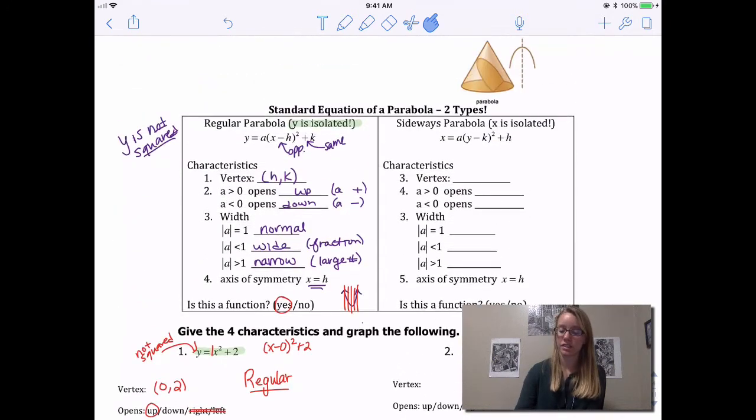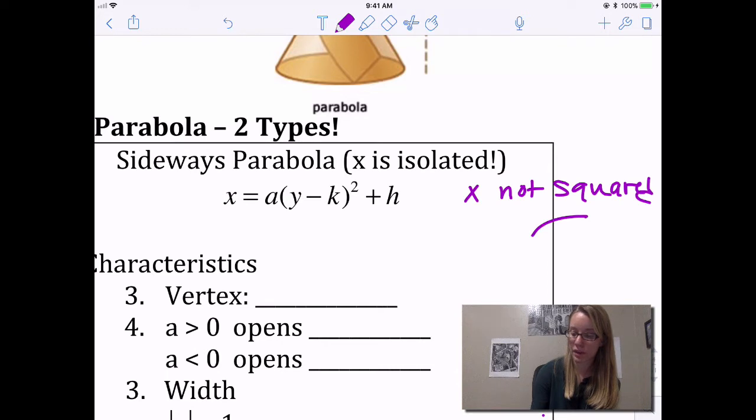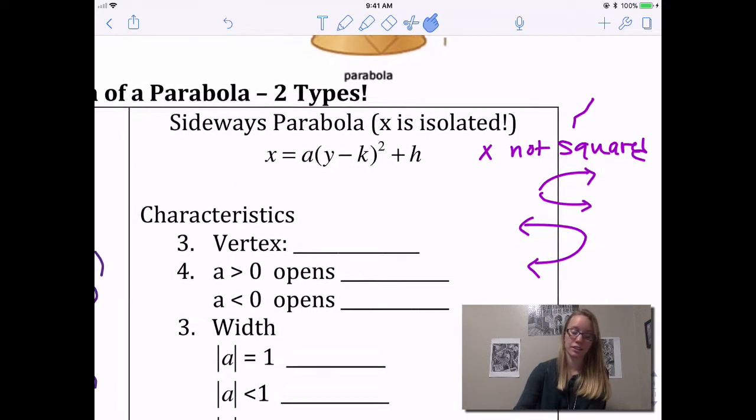The new stuff is our sideways parabola. So this is when x is isolated, or x is not squared. And it's either going to open to the right like this, or it's going to open to the left like this. But a lot of our characteristics are actually still the same.